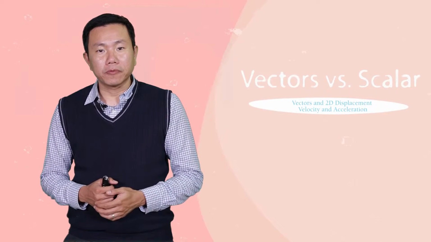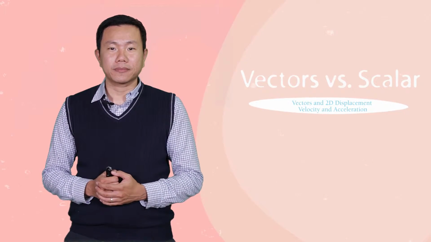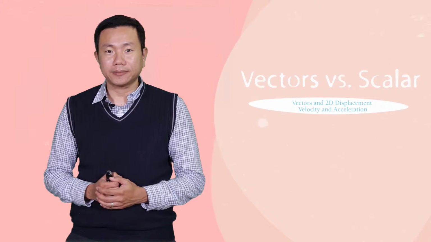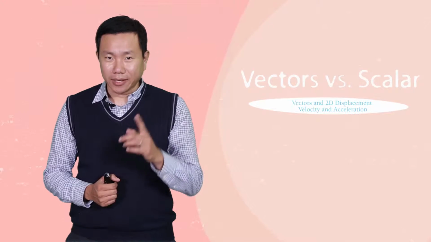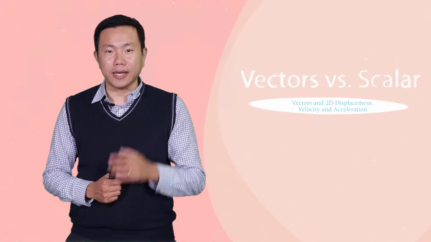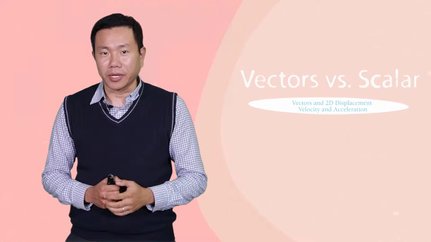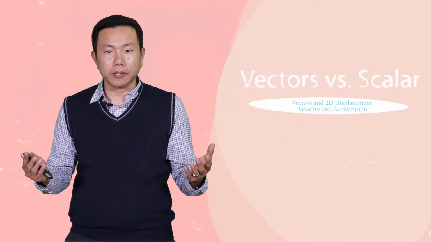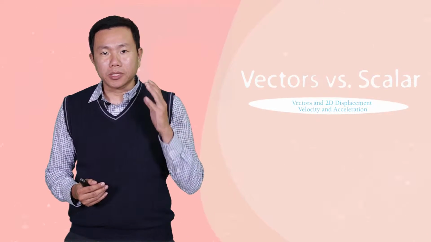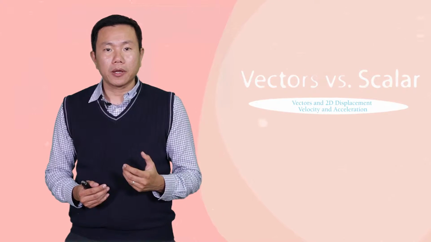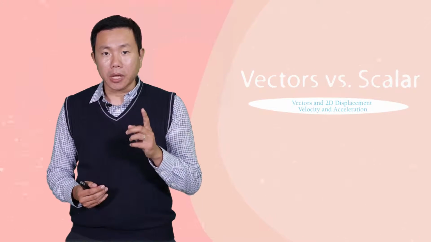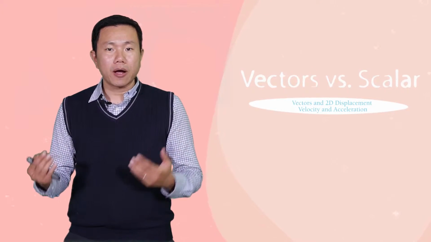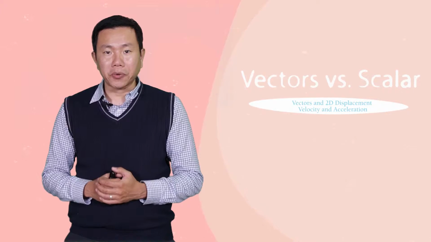What about velocity? Is velocity a vector or a scalar? Got it right, it's vector. Velocity is a vector quantity. So why is velocity a vector quantity? Well, simply put, velocity takes note of not only the magnitude of the speed, but also the direction. So that's why we would say that velocity and acceleration are both vector quantities.